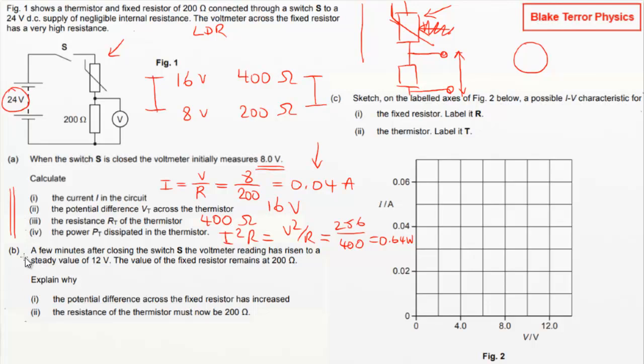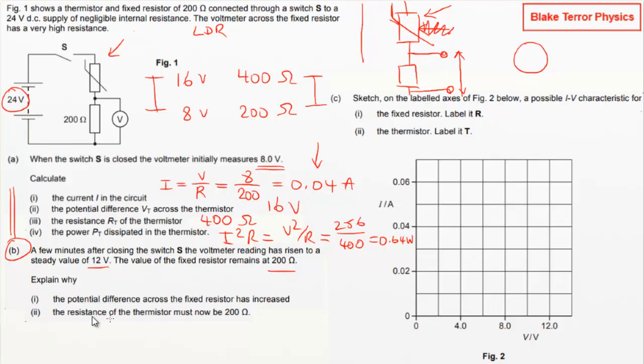Right, so what are we actually doing here in part B? A few minutes after closing the switch, the voltmeter reading has risen to a steady value of 12 volts. The value of the fixed resistor remains at 200 ohms. Explain why the potential difference across the fixed resistor has increased.